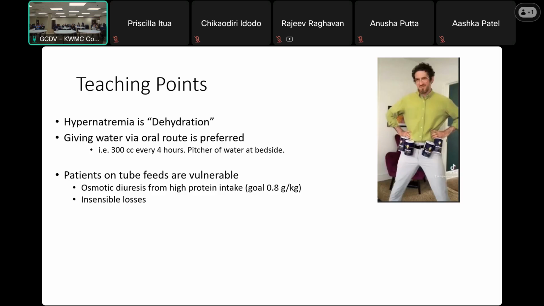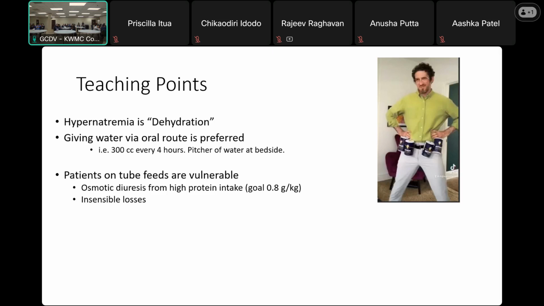So tube feeds, why are they vulnerable? We talked about insensible losses. Osmotic diuresis: the more protein you eat, protein gets converted to urea nitrogen. Urea nitrogen is an osmotic diuretic. So the more urea nitrogen the patient has, the more it's going to run through the nephron and pull out more water, and urine output will start to go up. So just think about a lot of patients who we have on tube feeds, they end up being on higher protein intake.